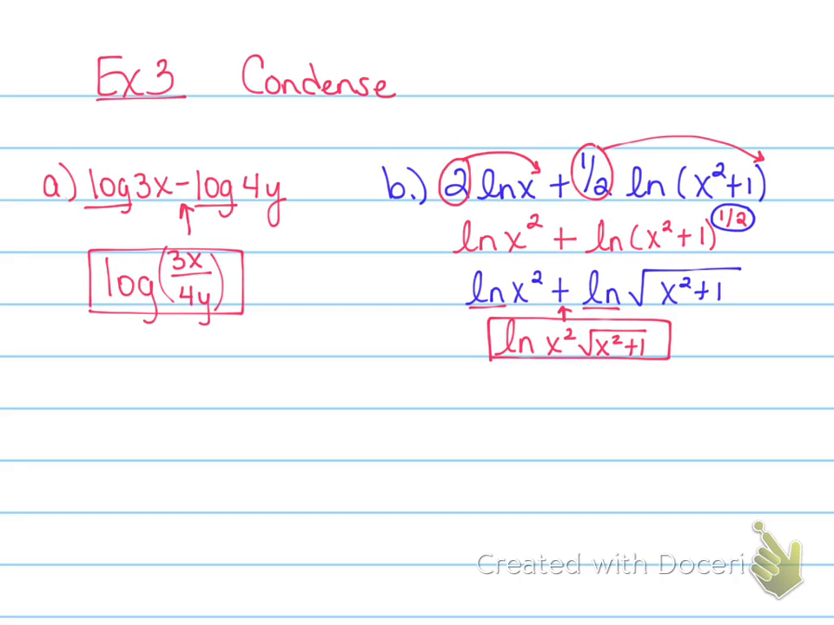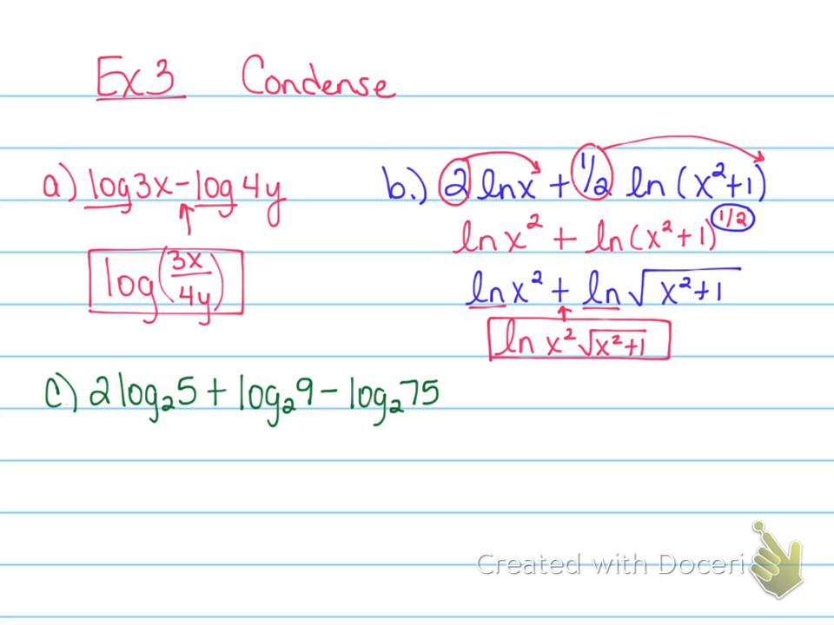Alright, so moving on, let's look at C. I'm going to do that right here underneath A. I think I have enough room. C says we're going to have 2 log base 2 of 5 plus log base 2 of 9 minus log base 2 of 75.